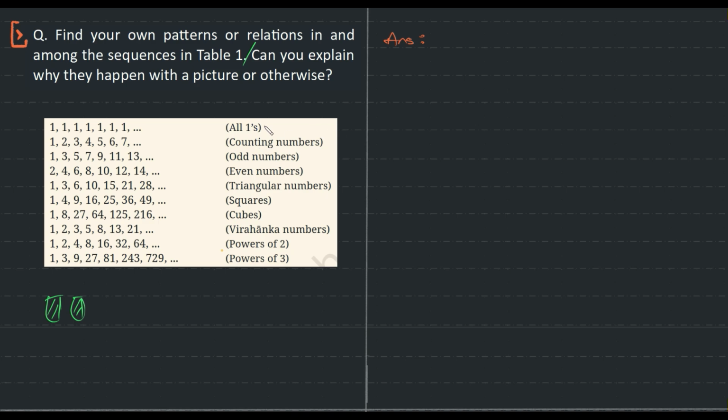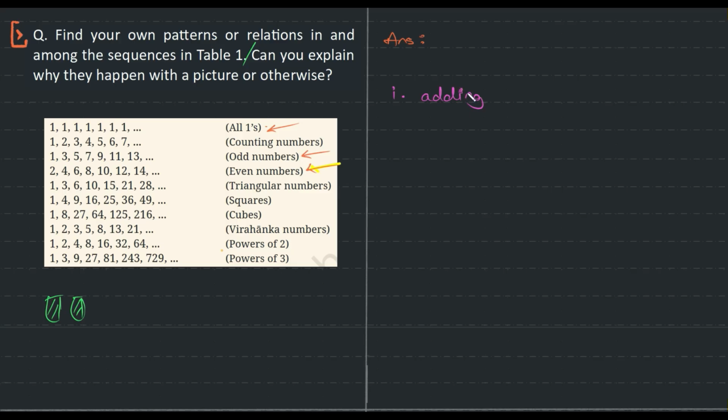I can relate all ones with odds and even numbers. How can I do that? I'm relating all the ones with odd numbers, and somehow that is related to even numbers. Yes, if we add all the ones with odd numbers, we'll get even numbers, right? So say first one, again, you can have many answers.